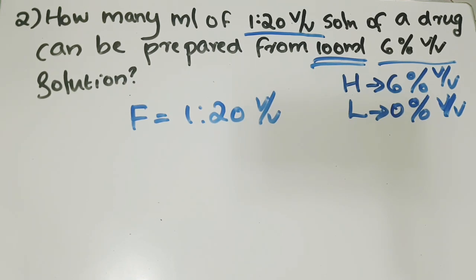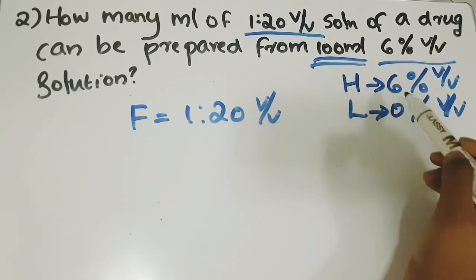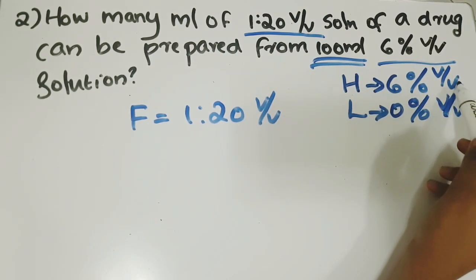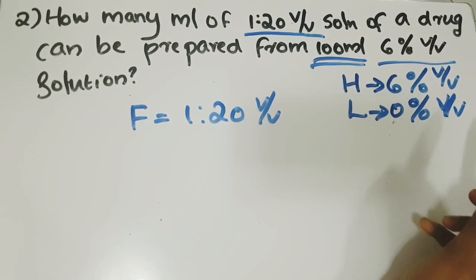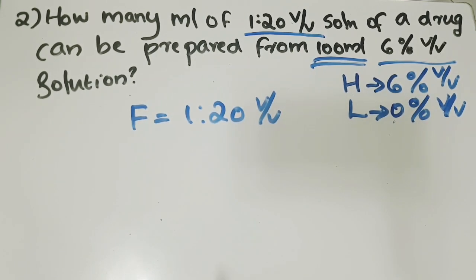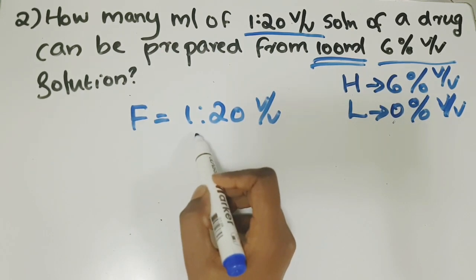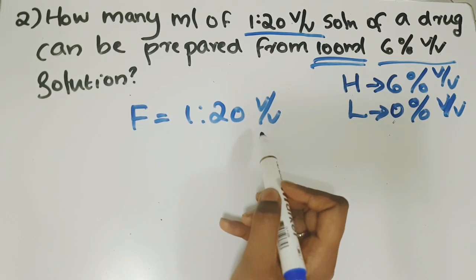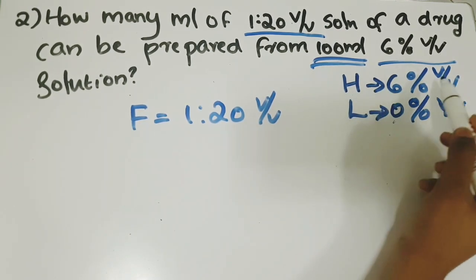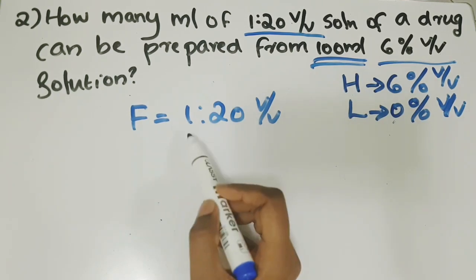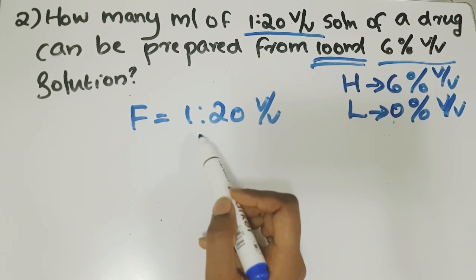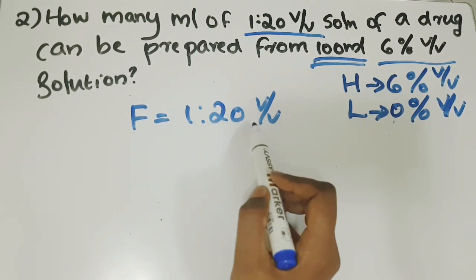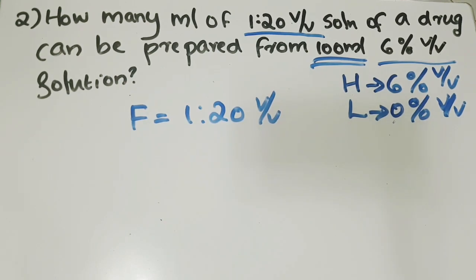Second step, we have to check whether the units are the same or not. So the higher concentration is expressed in percentage volume by volume, and the second one is also expressed in percentage volume by volume. So these two are the same. Now we are coming to the unit of the final strength, that is expressed as 1:20 volume by volume. Okay, so here these two are expressed in percentage volume by volume, but the final concentration is expressed just as 1:20 volume by volume. So we can convert this into percentage volume by volume.